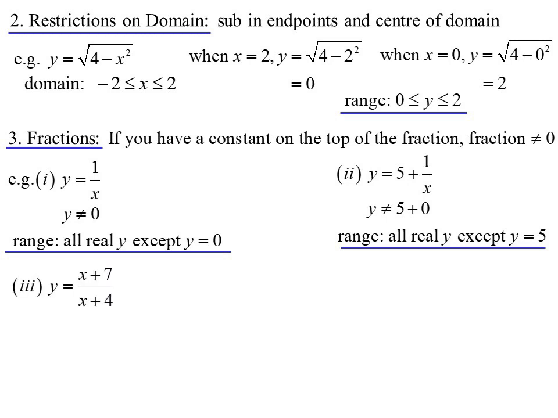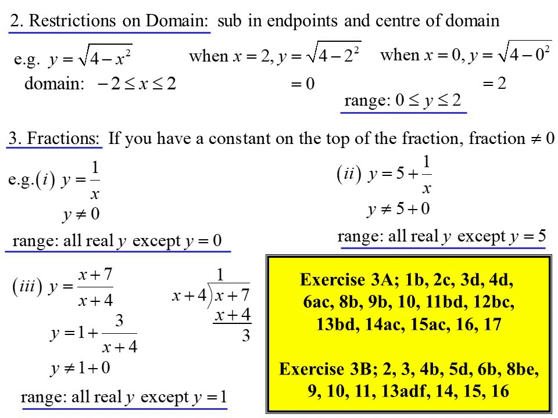Ooh, x plus 7 on x plus 4, bit harder to tell. There are different ways we will see to handling this. At this stage, probably just do a polynomial division, I guess is what I'm saying. If I was to divide x plus 4 into x plus 7, I'd get 1 plus 3 on x plus 4. Well, now I've got a fraction where there's a constant in the top. I know that fraction can't equal 0. The y can't equal 1 plus 0. Everything except 1. Okay, so 3a and 3b.